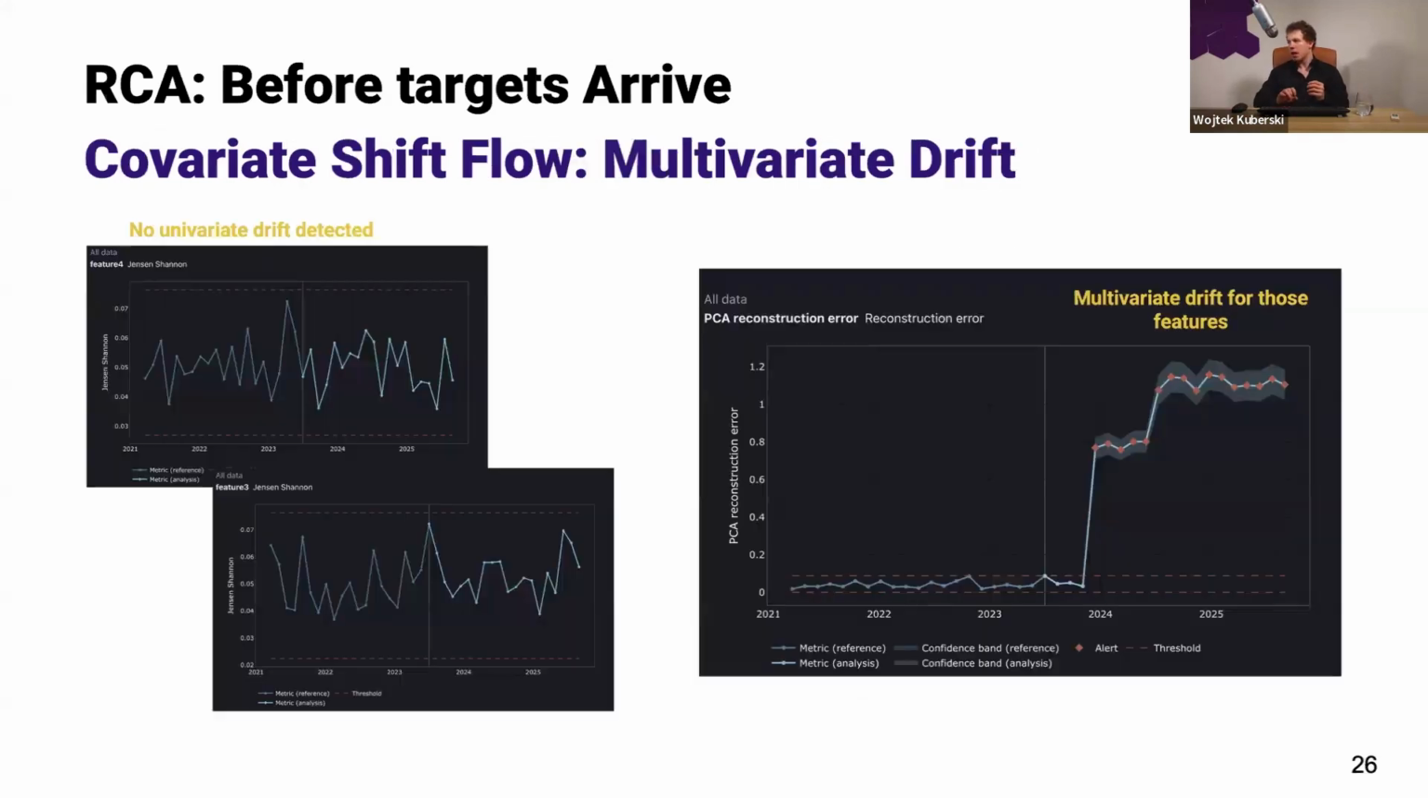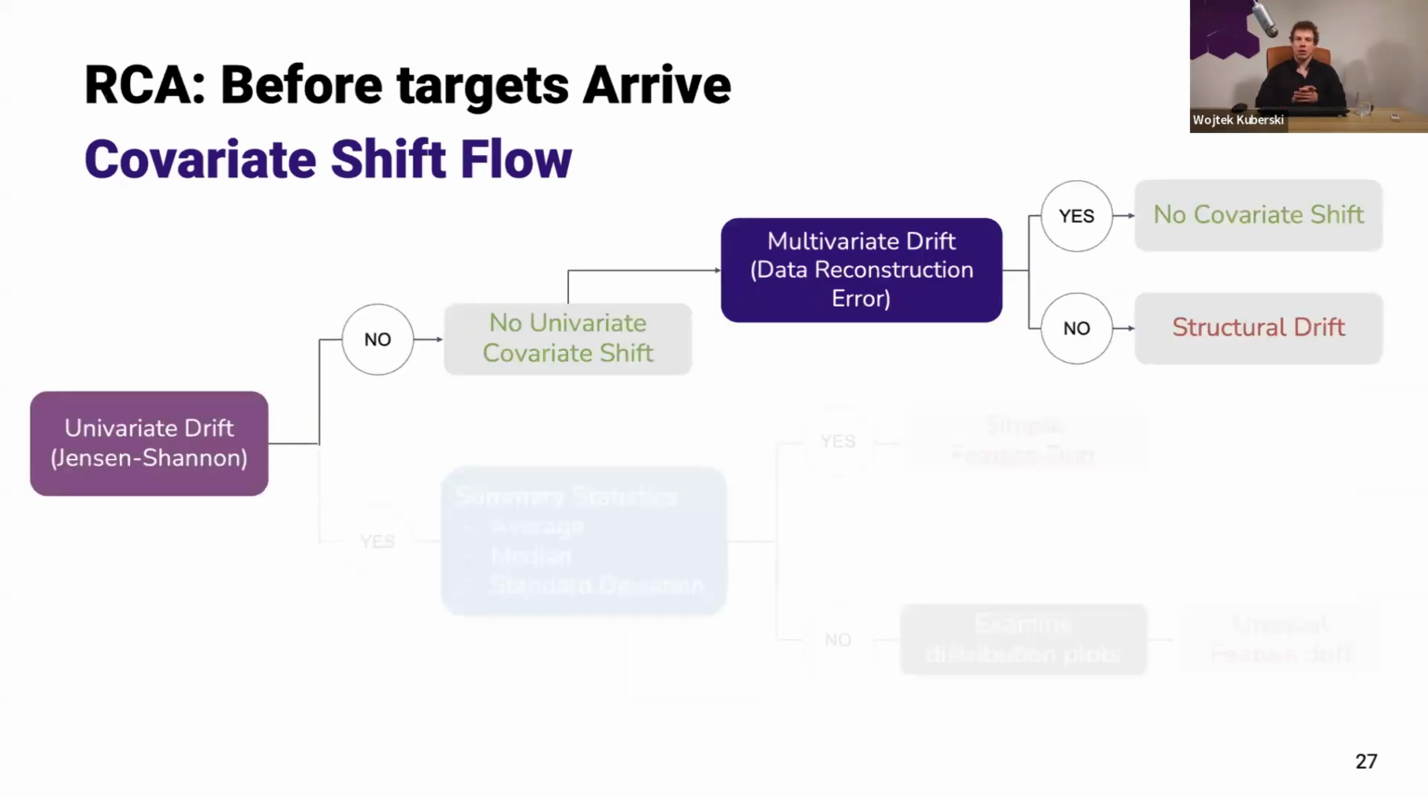And just to showcase that indeed univariate detection tools on that dataset will show nothing, but multivariate detection with PCA reconstruction error will show an incredibly strong change in the PCA reconstruction error, so our drift signal, and it's something that we can then look at and say that there is a change in the data structure.